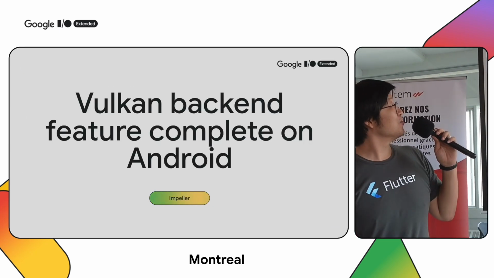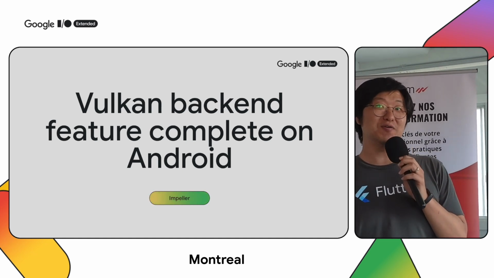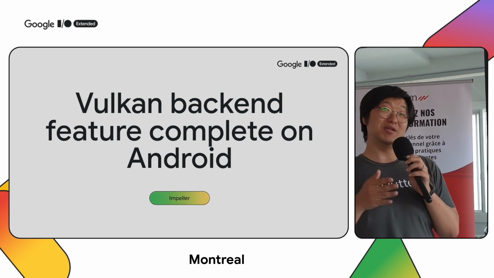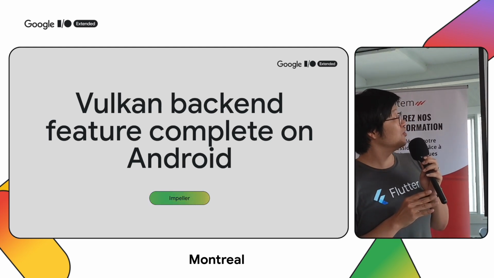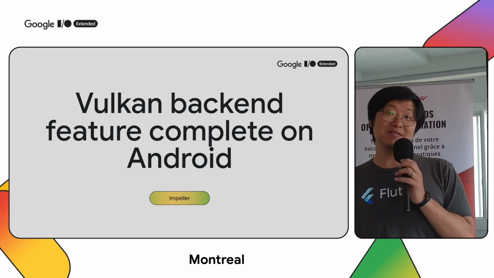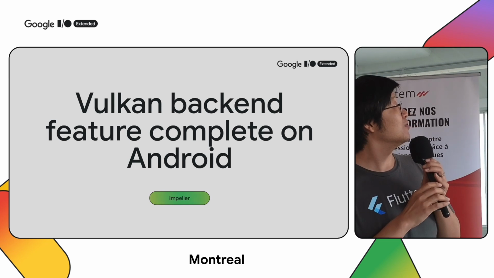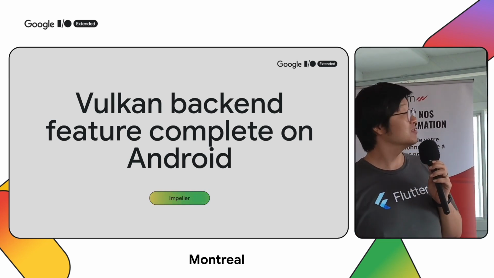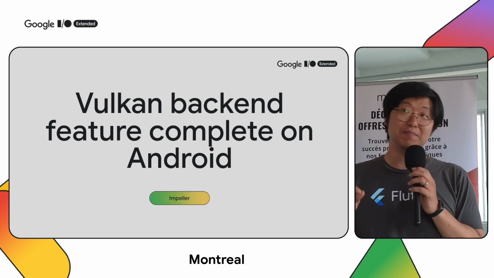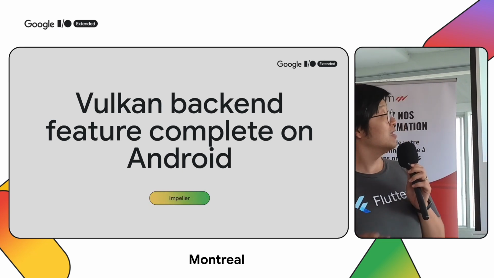All right, so what is new at Google I/O for Impeller? Impeller was already there for iOS, with stable support. But for the Android side, it was not supported yet. So Google announced that they finished the Vulkan backend implementation. If your Android phone supports the Vulkan API, then now it's working.